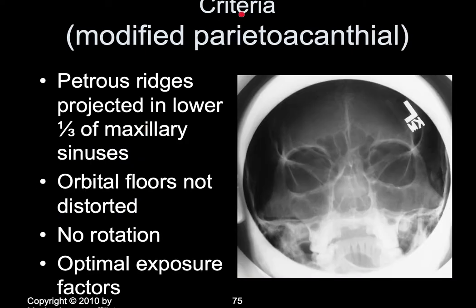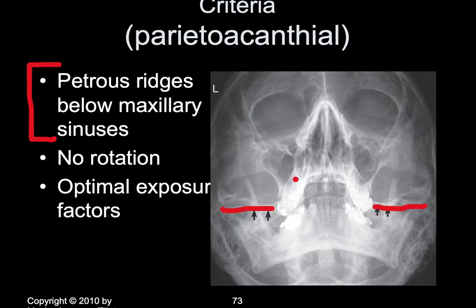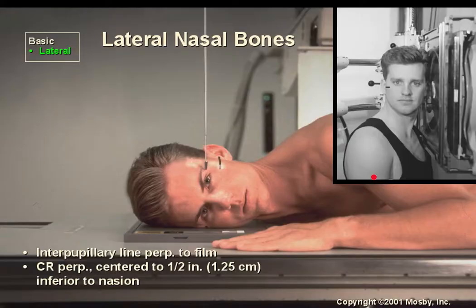Okay. So criteria for the modified Waters. You want the petrous ridges projected in the lower third of the maxillary sinuses. So you want your petrous ridges in the maxillary sinuses. You want to visualize your orbit floors not distorted, no rotation, optimal exposure factors. So you're really seeing the orbits really, really good in here. And if you go back to this Waters, see how you're not seeing the orbits? So just that small move from the MML to the LML is going to allow you to see the floor of your orbits really, really well, okay?